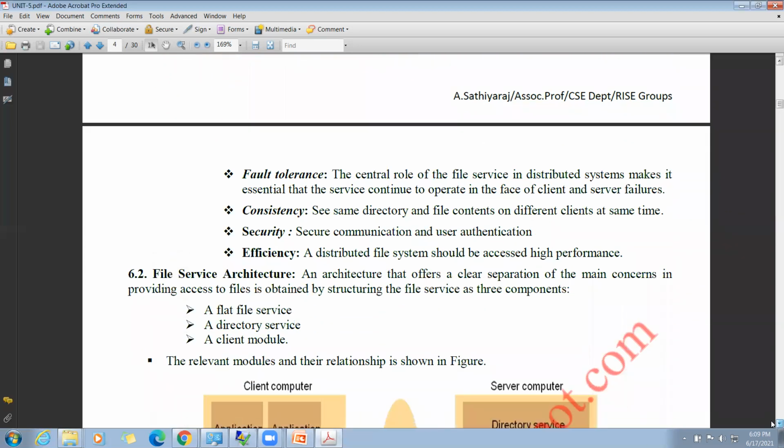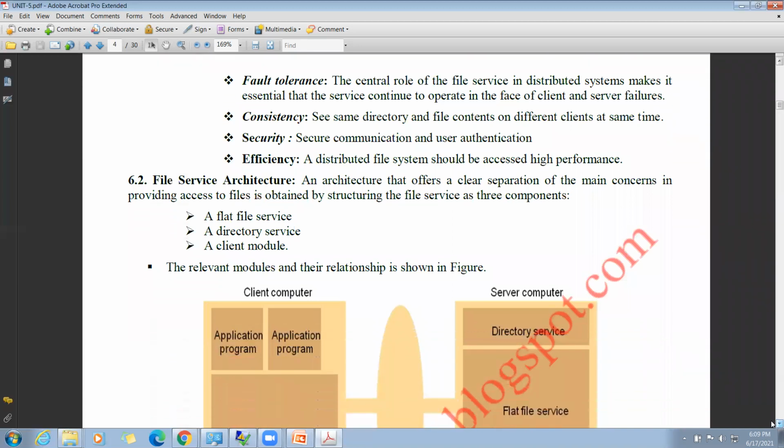Next one is fault tolerance. Here, the central role of the file service in a distributed system makes it essential that the service continues to operate in the face of client and server failures. The main role of this distributed file service is that we need to provide essential service whenever a failure occurs at the client machine or server machine. Okay, this is fault tolerance.